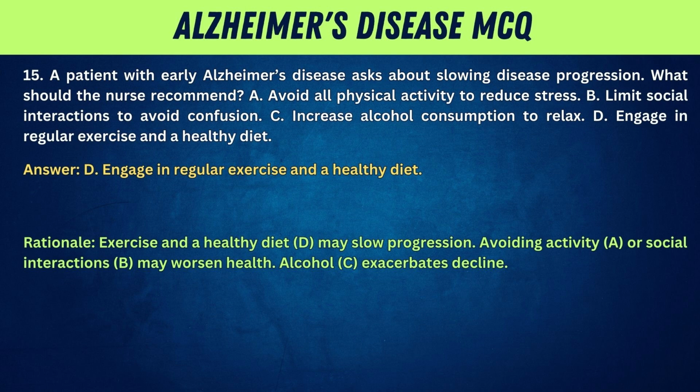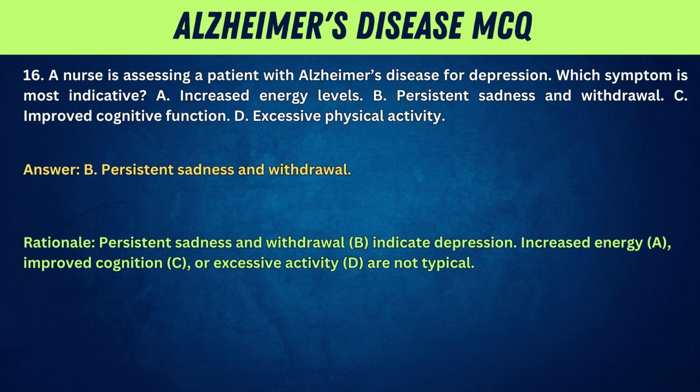16. A nurse is assessing a patient with Alzheimer's disease for depression. Which symptom is most indicative? A. Increased energy levels. B. Persistent sadness and withdrawal. C. Improved cognitive function. D. Excessive physical activity. Answer: B. Persistent sadness and withdrawal.